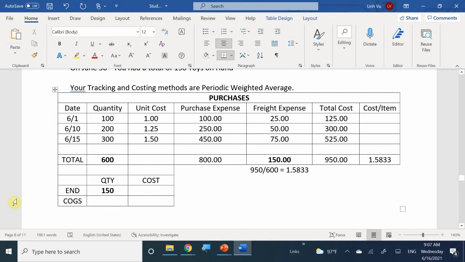450. We sold 450. So we're going to calculate it exactly like this: 450 times my average cost per item, because I don't care what batch came first or last. I just care about my average cost per item, because every time I sell an item, they're all going to be costed at the same price. If I sold 450 items at $1.5833, what's my total cost here?